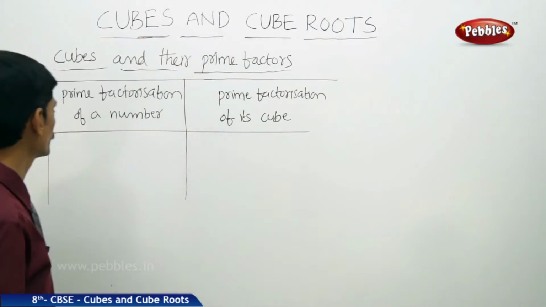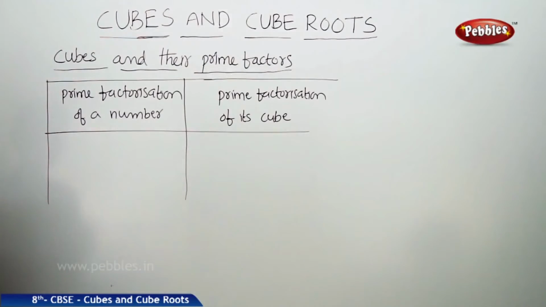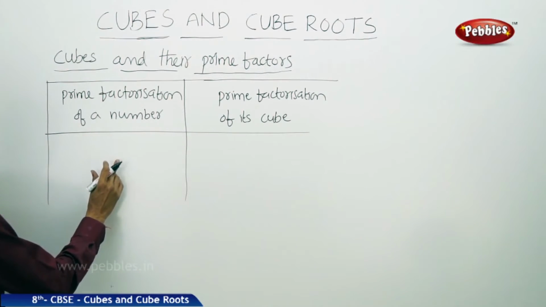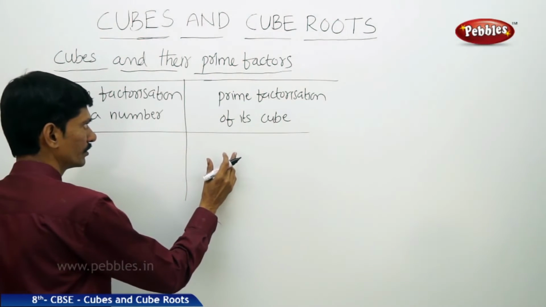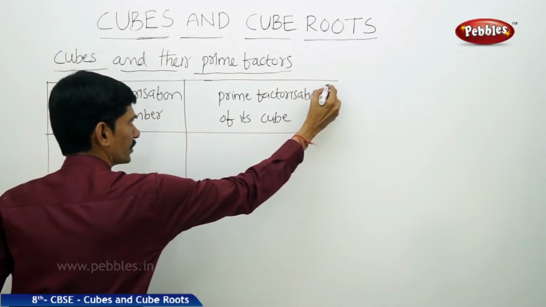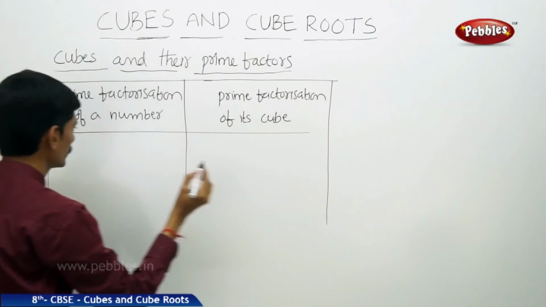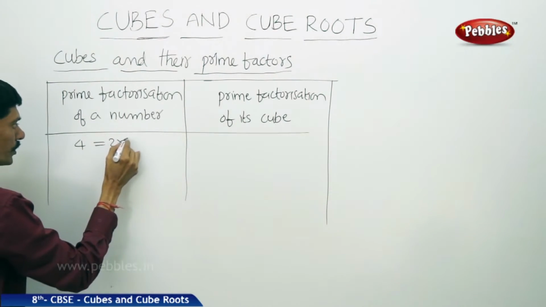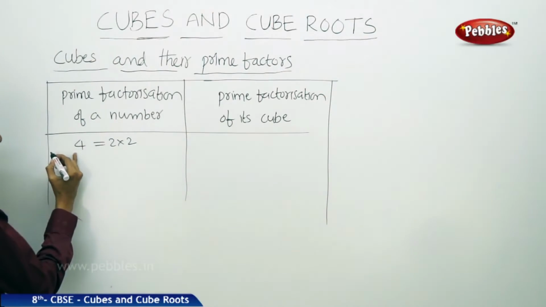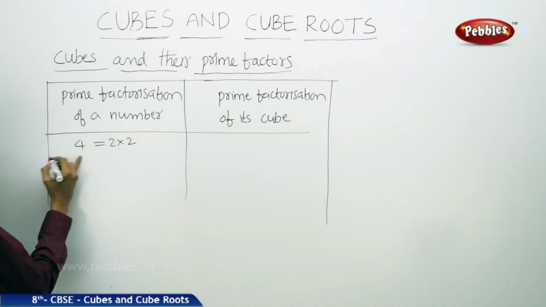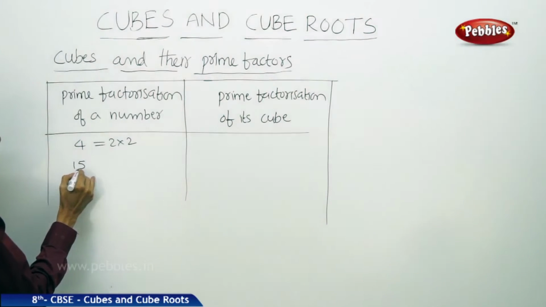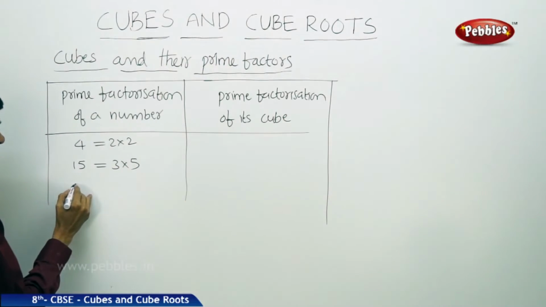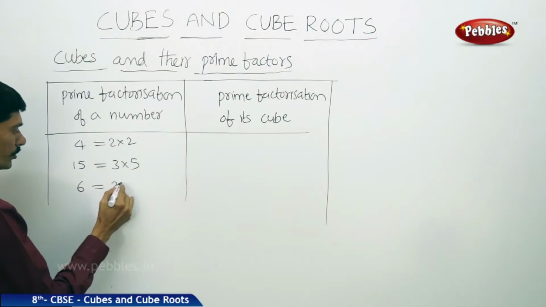Now let us see the next topic, cubes and their prime factors. So we will take a few numbers and see their prime factorization, and even the cubes of the numbers and their prime factorization. Now let us take 4. We know that 4 can be written as 2 into 2 in its prime factorization. And what about 15? 15 we can write as 3 into 5, and 6 we can write as 2 into 3.